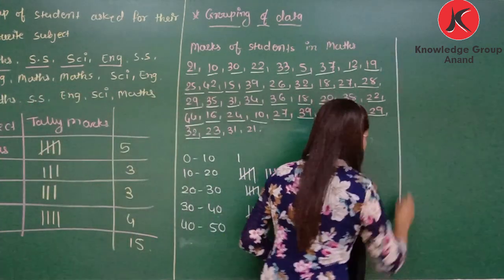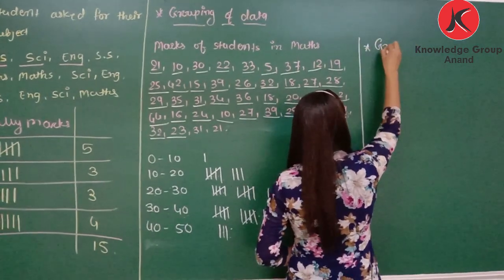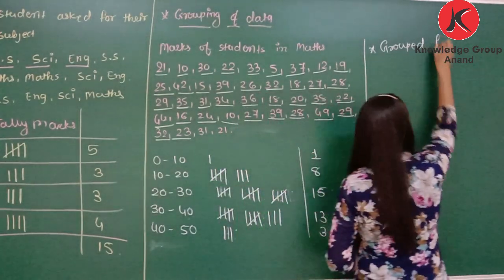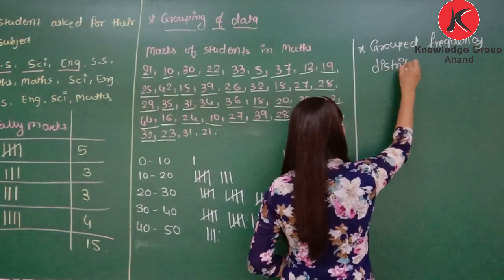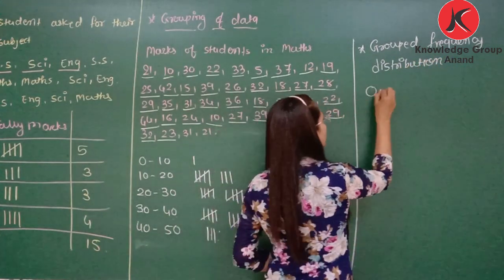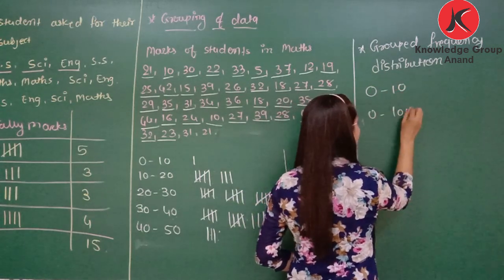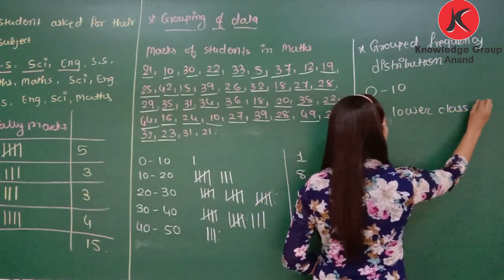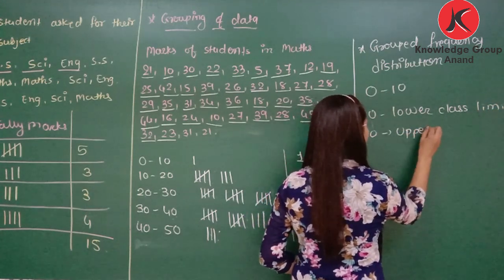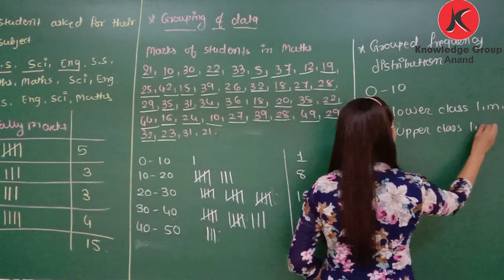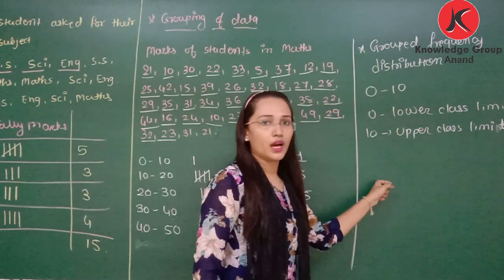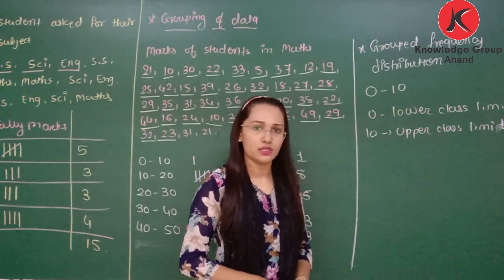This is called grouped frequency distribution. 0 is the lower class limit and 10 is called the upper class limit. So this way we can arrange the data if a large amount of data is given.